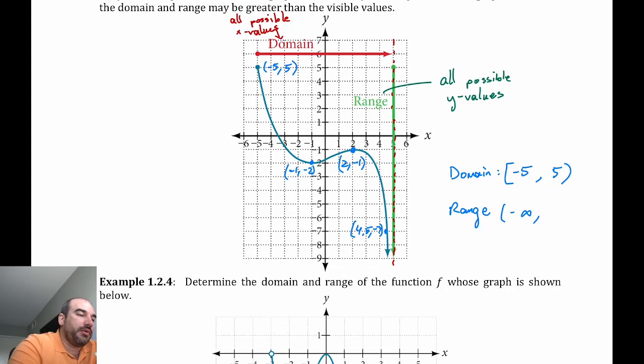5. Good. So we look at the highest point on the graph, and that is the 5 for the y value. And this is a closed point, which means we do actually reach this 5 on the y-axis. So that will be a bracket for the range. So a bracket reaches the number? Yes, and the parentheses doesn't reach the number, yes.